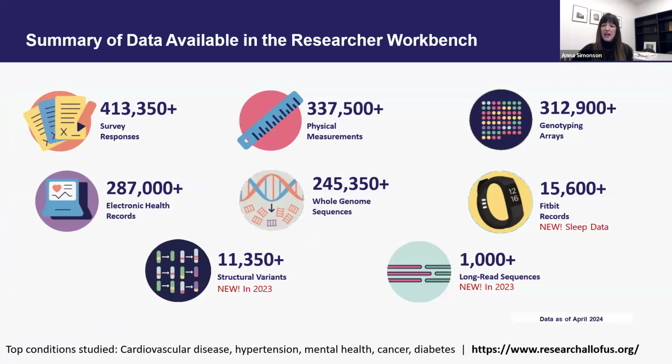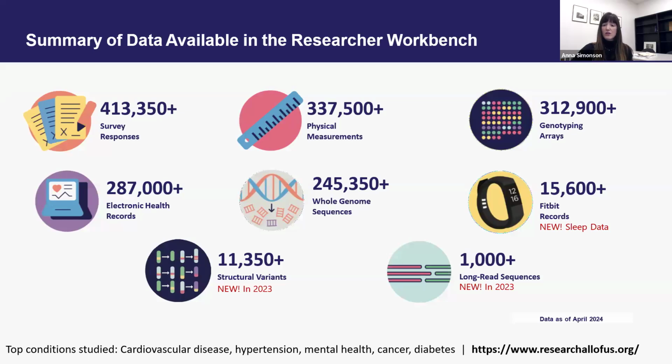So here's a look at the types of data in the data set. I mentioned before the genotype and the survey data, but there are quite a few other types of data. The numbers here also are lower than the total number of participants because not everyone completes every section, but you can see the data types listed. So there are survey responses, physical measurements, genotyping arrays, electronic health records, whole genome sequences, Fitbit records, including sleep data, which is new, structural variants, and long read sequences.